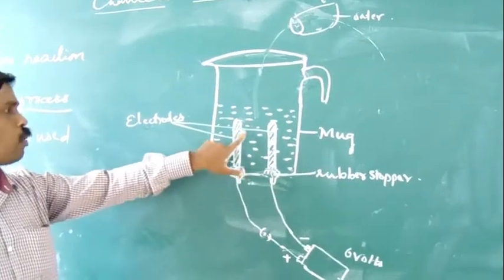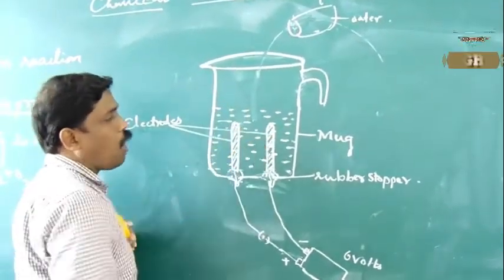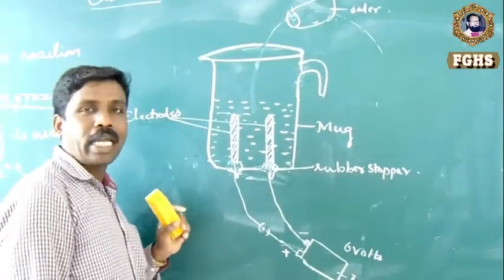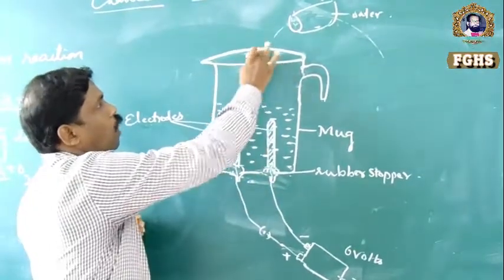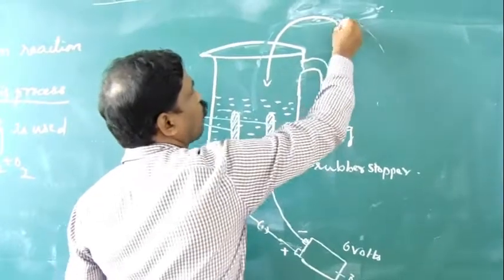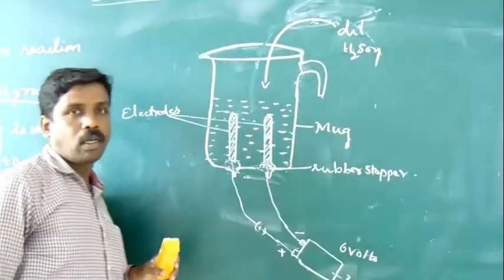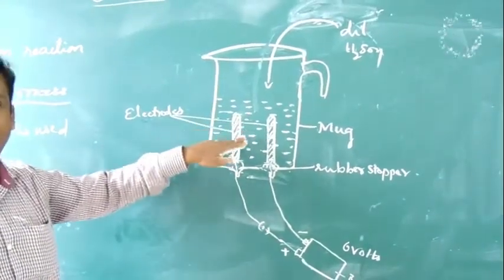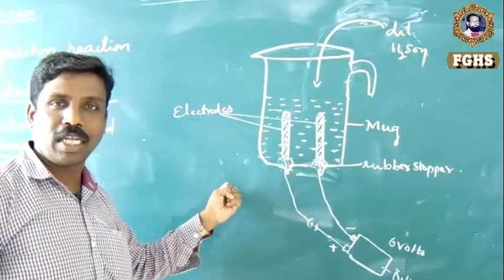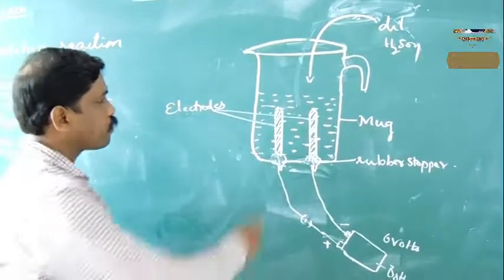Here we need to understand one more thing, that pure water does not conduct electricity. So what do we have to do? We are going to add a few drops of dilute sulfuric acid, so the water becomes acidified. When the water becomes acidified, it conducts electricity. That is why we add dilute H2SO4 to it.